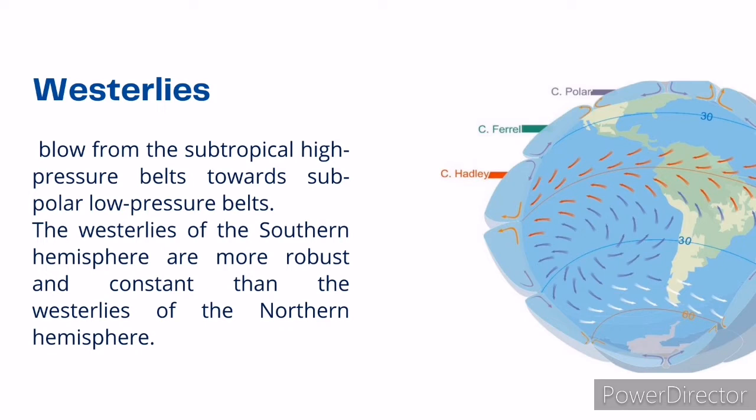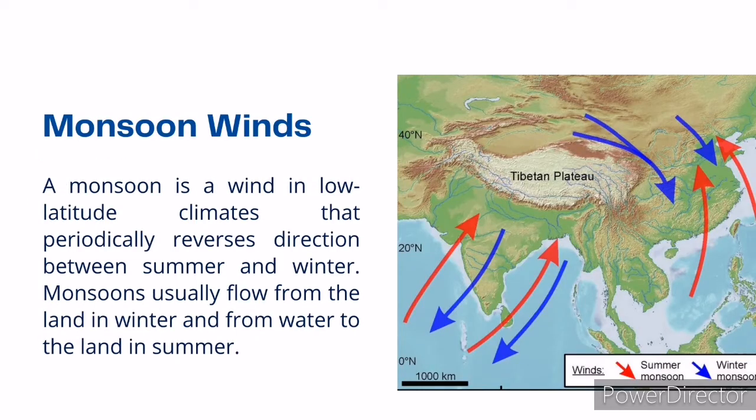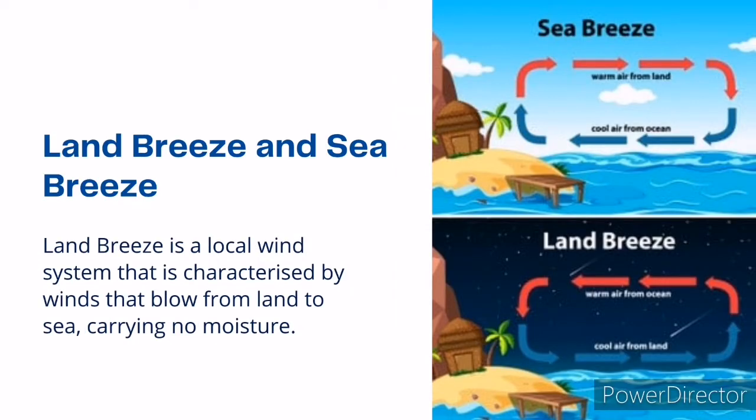Westerlies blow from the subtropical high-pressure belt toward the subpolar low-pressure belts. The westerlies of the southern hemisphere are more robust and constant than the westerlies of the northern hemisphere. Monsoon winds. A monsoon is a wind in low-latitude climates that periodically reverses direction between summer and winter. Monsoons usually flow from land to water in winter and from water to land in summer. Monsoon winds are normally experienced in Asia, specifically the Philippines, and in the African region.